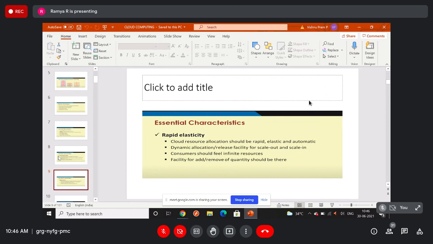Next, rapid elasticity. Cloud resource allocation should be rapid, elastic, and automatic. Rapid elasticity in the sense, suppose you need urgent storage. Suppose your Gmail inbox is full. You want to increase the inbox size. You just have to pay some amount, and you can immediately increase it, right? So that is how the cloud provides instant services. Rapidly you can increase anything.